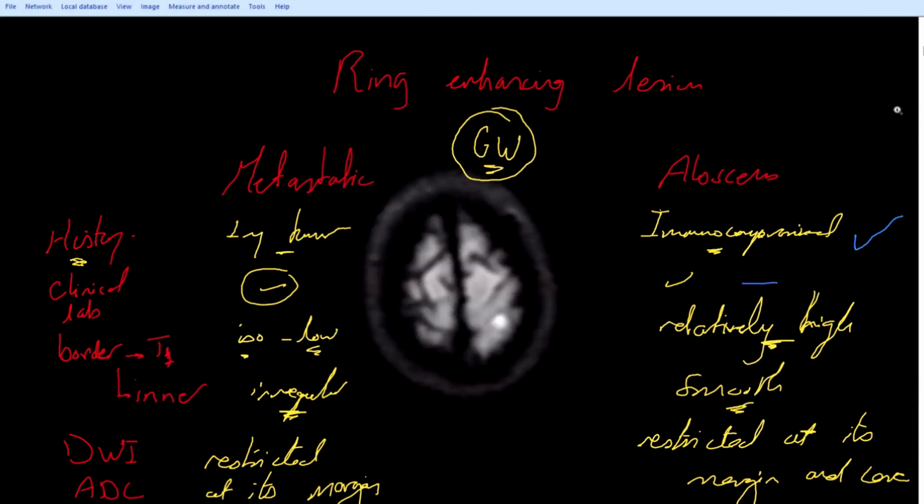The lesion shows relatively high signal intensity along its border, going with abscess. It shows very smooth outer and inner borders, going with abscess. The lesion shows restricted diffusion, going with abscess. So most of the signs suggest brain abscess rather than metastatic lesion. Indeed, the patient underwent surgical intervention, and it was pathologically proven to be a brain abscess.